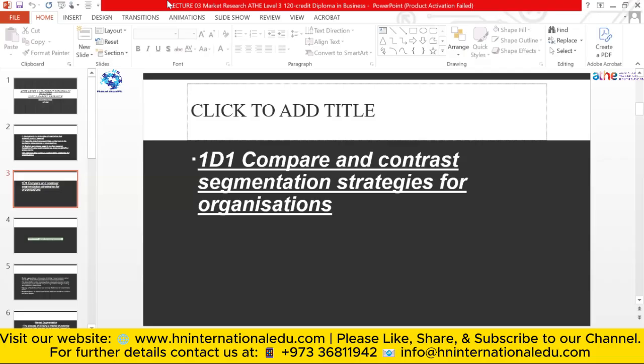In lecture 2, I discussed what segmentation is and what kinds of segmentation there are. Now we are going to cope with the strategies for organizations. How an organization, a firm, a company, no matter if it's a sole trader, partnership, public limited company, or private limited company, every company has different strategies to opt for segmentation. We are going to specifically study that today.